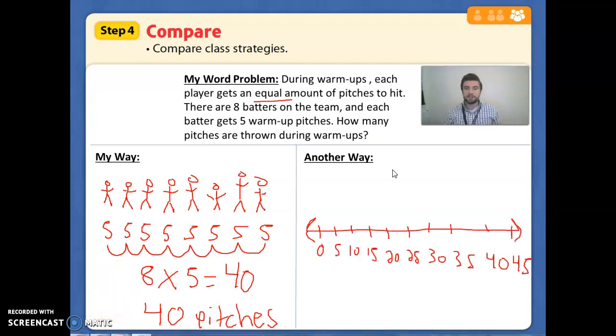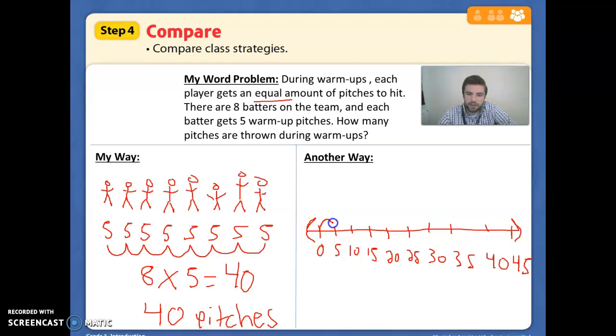Another way we can do this is to use a number line to keep track while we're skip counting by 5s. So this is basically the same strategy, it's just representing it in a different way. That might be a little easier to keep track of. So I created a number line starting at 0, going all the way up to 45. Okay, I don't know what the answer is yet. And what I will do is, for every batter, I'll jump 5.